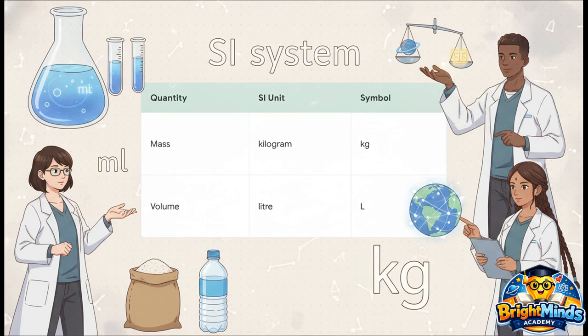For this, we use the International System of Units, or the SI system. When we measure mass, we use kilograms, denoted by a lowercase kg, or grams for smaller items. When we measure volume, we use liters, denoted by a capital L, or milliliters, mL. You will see these units on every bottle of drinking water and every bag of rice you ever buy. They are the standard tools of our trade.